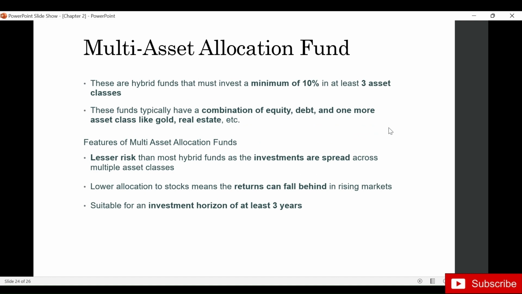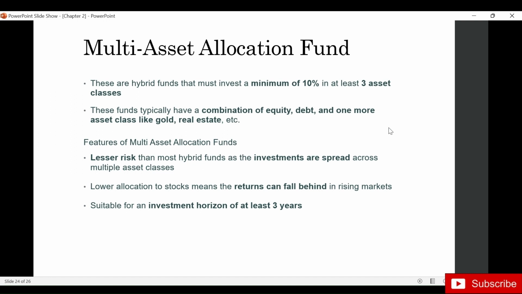Next, we talk about the multi asset allocation fund. This is a type of hybrid fund that should invest a minimum of 10% in at least three asset classes. So what are these asset classes? These asset classes can be equity, debt, gold, or real estate. Let us now talk about the features of the multi asset allocation fund. In this type of fund, there is lesser risk than most other hybrid funds because the investments are spread across multiple asset classes. They are not just invested in equity and debt, but also asset classes like gold and real estate.